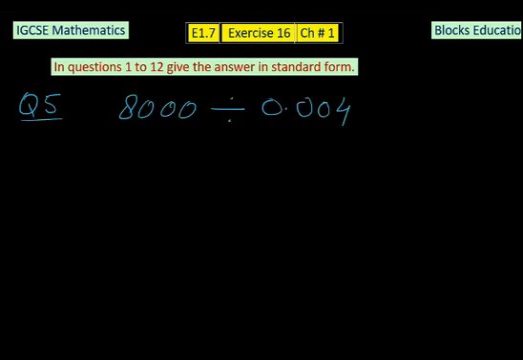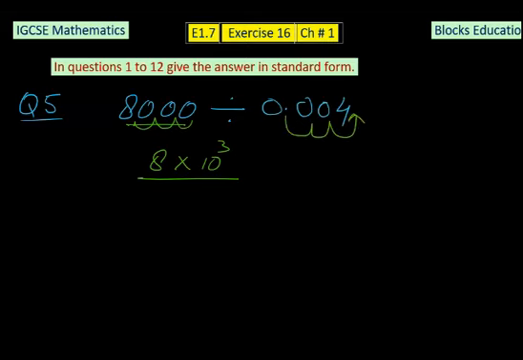In question number 5, we are given 8000 divided by 0.004. Once again, let's keep on writing in the standard form. How many places do you have to move toward the left? 1, 2, 3. So you can write 8 into 10 raised to power, because the decimal went to the left side, it will be plus 3, 3 places toward left, divided by this decimal, which should be here. So 1, 2, 3, it should be here after the one digit.